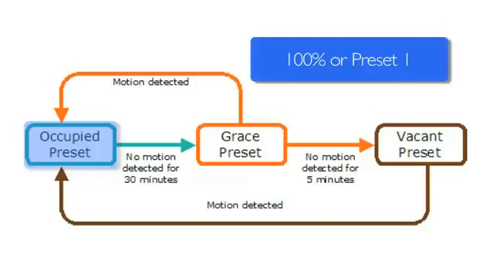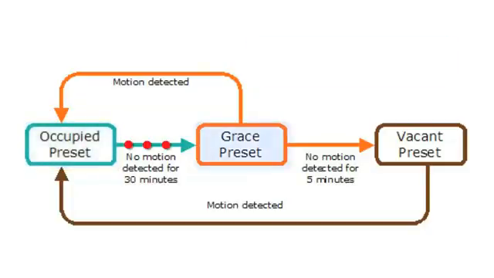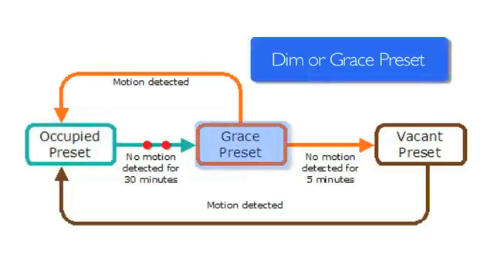If the sensor doesn't detect motion for a period of time, then we want the lights to dim. We'll call that the grace preset. The purpose of that? If I am in a room sitting still, then I don't want the lights to go off to complete darkness. I want them to dim so that I have the chance to wave my hand to go back to preset 1.